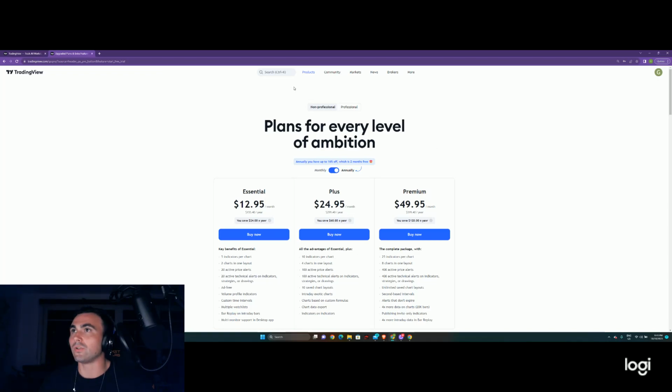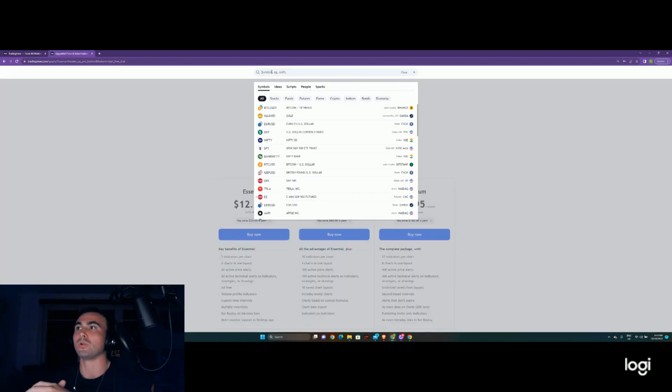And all we want to do is just go to the search bar and it will pull up a variety of different assets and their respective tickers. A ticker is essentially an acronym. So for Bitcoin, BTC is the ticker. For gold, XAU is the ticker.